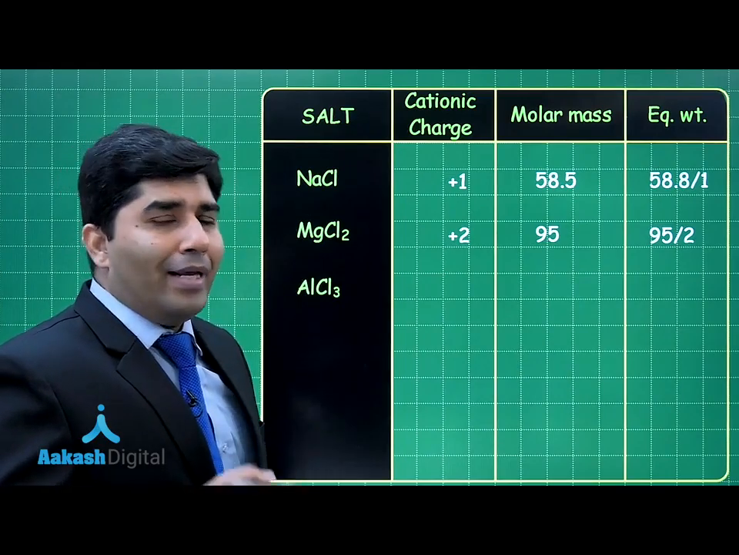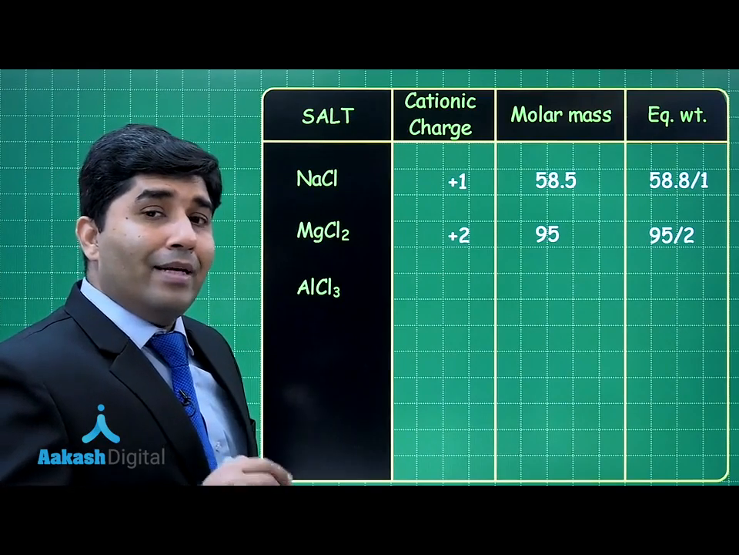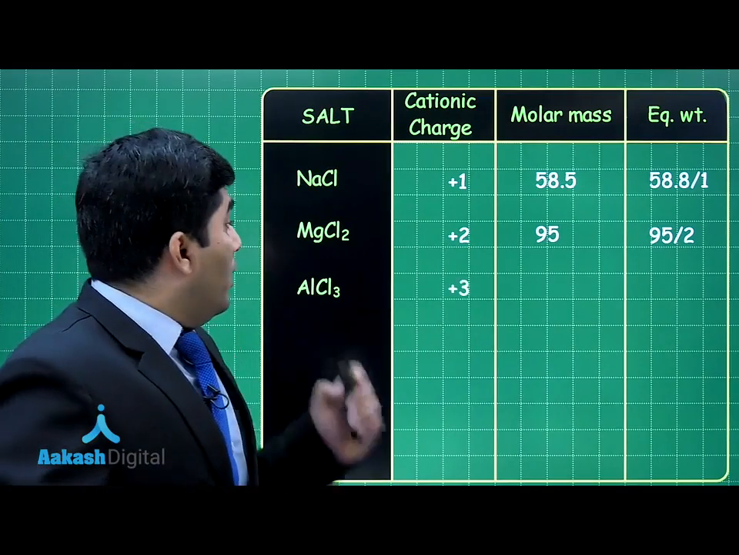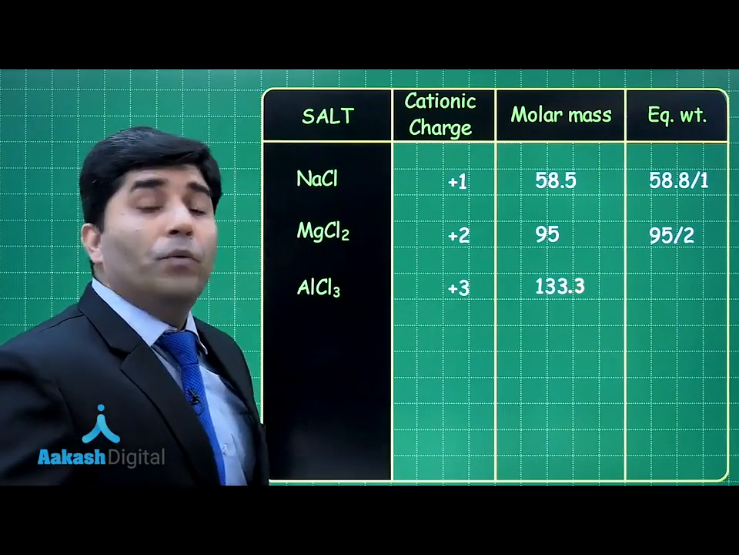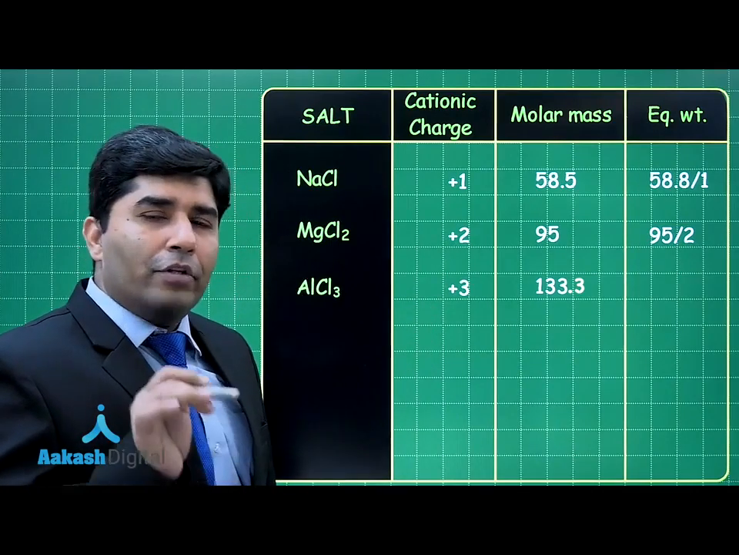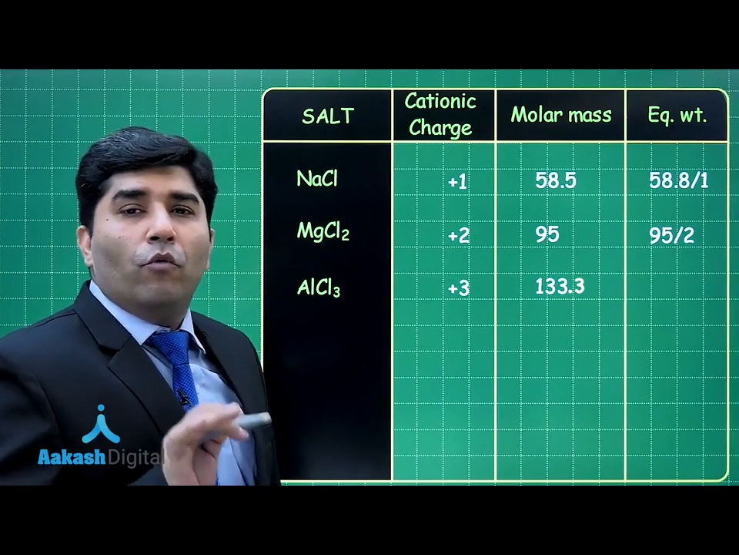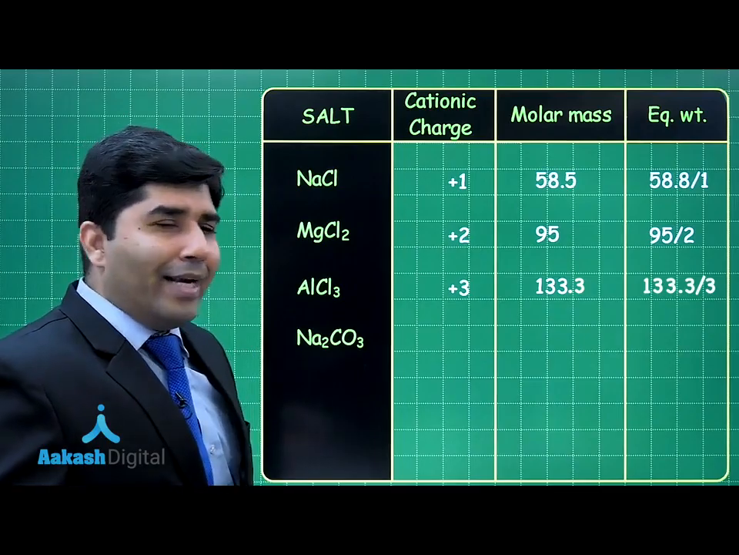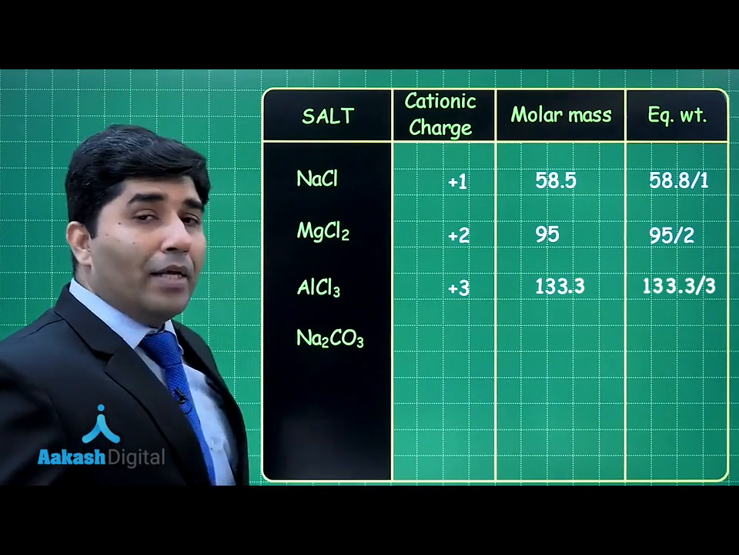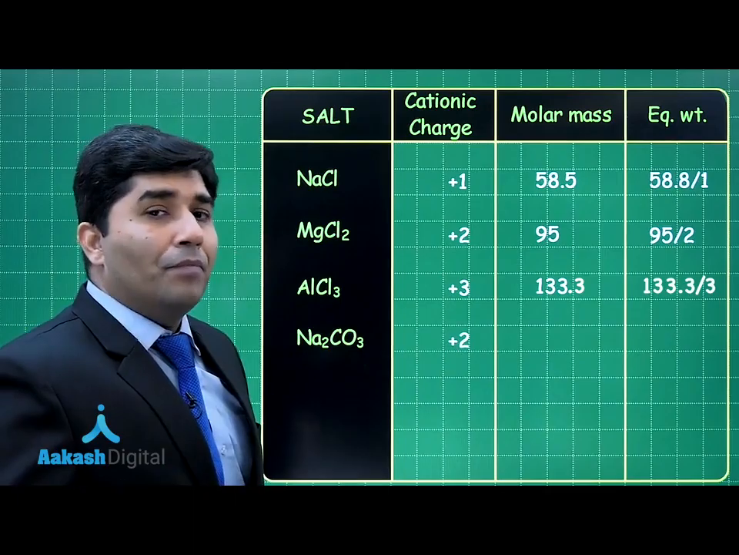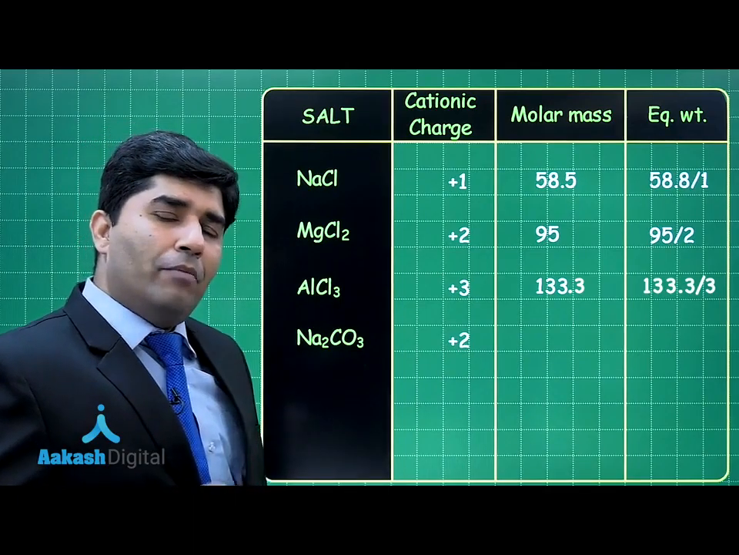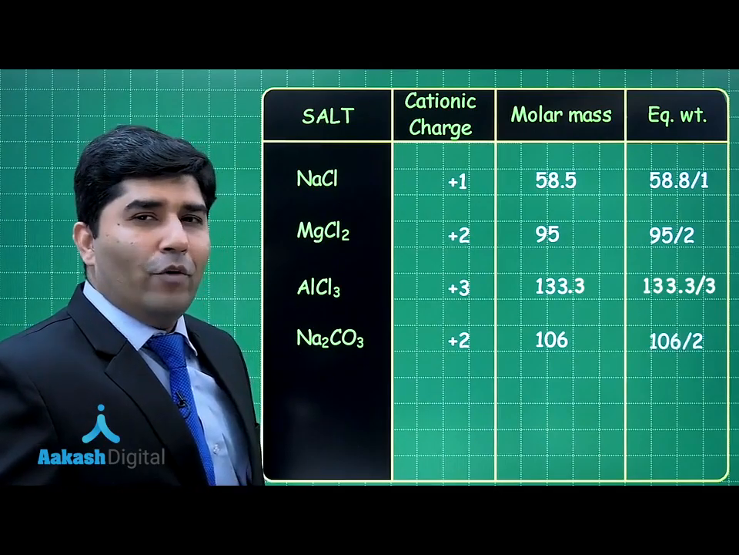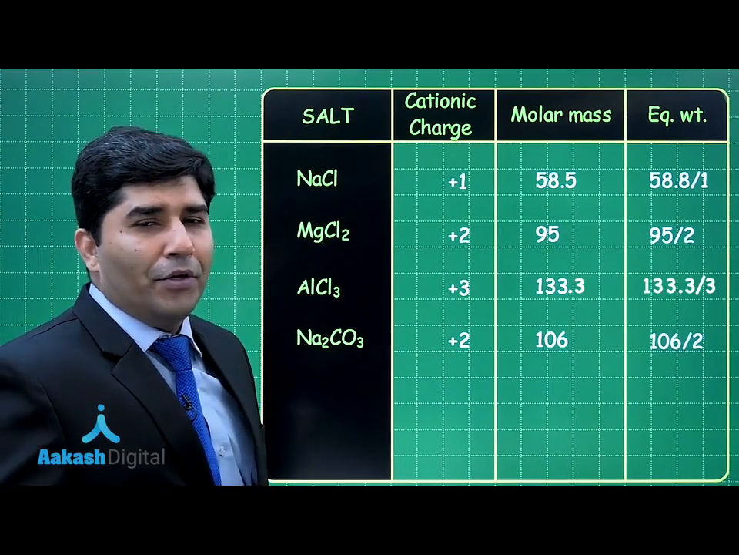The next example is AlCl3. In AlCl3, aluminum is present. Therefore, the charge is +3. Its molar mass is equal to 133.3. Therefore, the equivalent weight will be equal to 133 divided by 3. In the next case, Na2CO3, there are 2 Na+ ions. Therefore, the total cationic charge will be equal to +2. Its molar mass is equal to 106. Its equivalent weight will be 106 divided by 2.